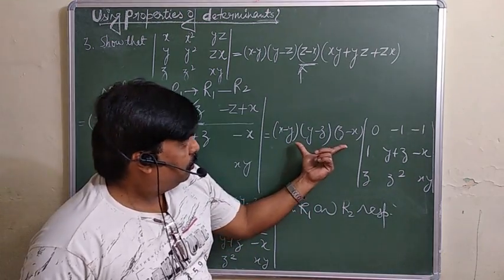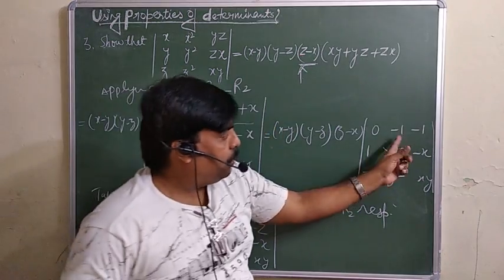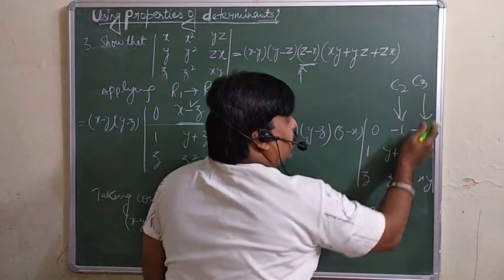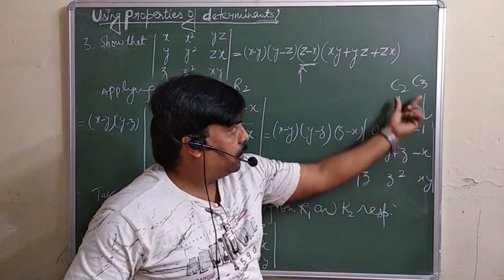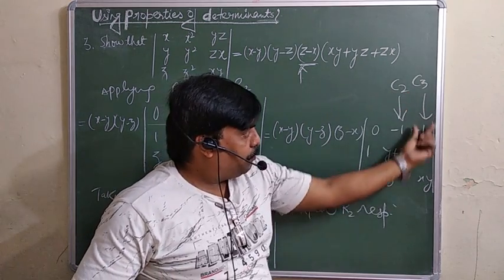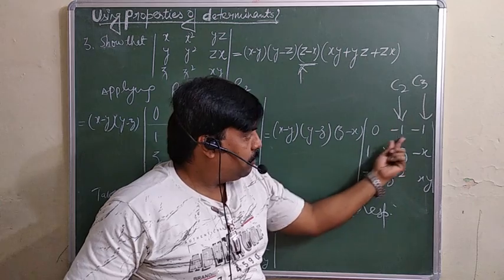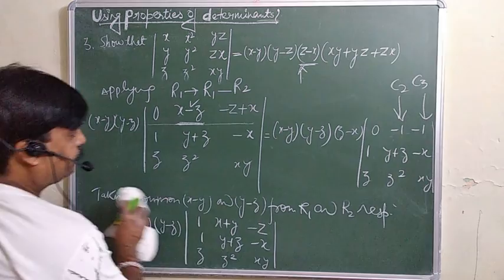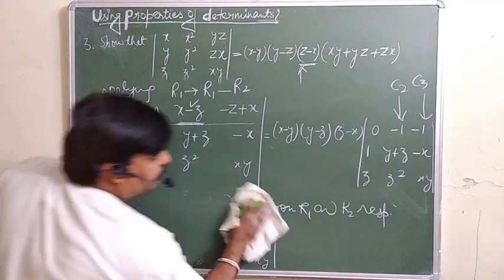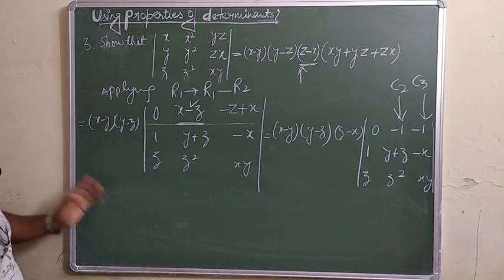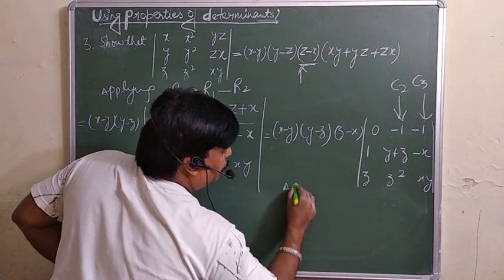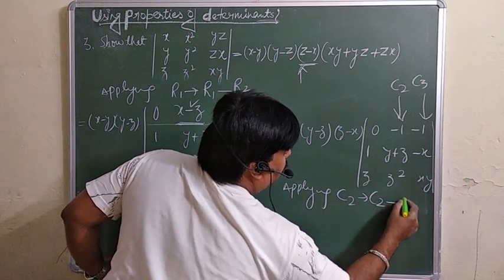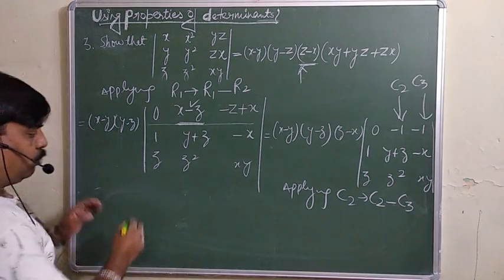So at least these three we are getting. Now look here. If we subtract the third column from the second column, you will get zeros here, because our target is to make zeros at the maximum places. So now I am going to apply C2 minus C3.